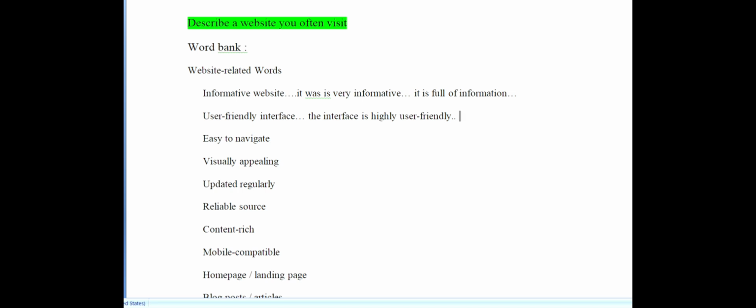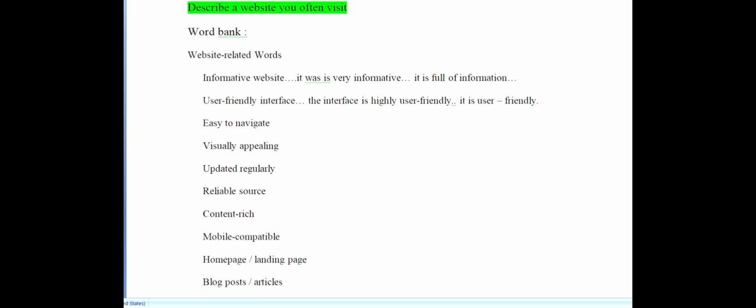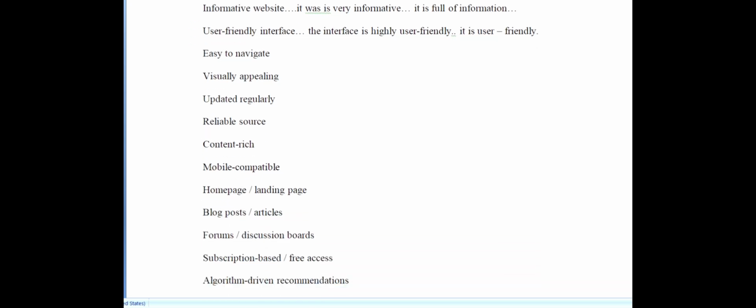Now, this is a very common word when you use a website, right? Next is easy to navigate. Navigate, easy to work on it. Visually appealing. Appealing is attractive. Next is updated regularly. Another word which you can use is reliable source. Reliable means I can depend on it.